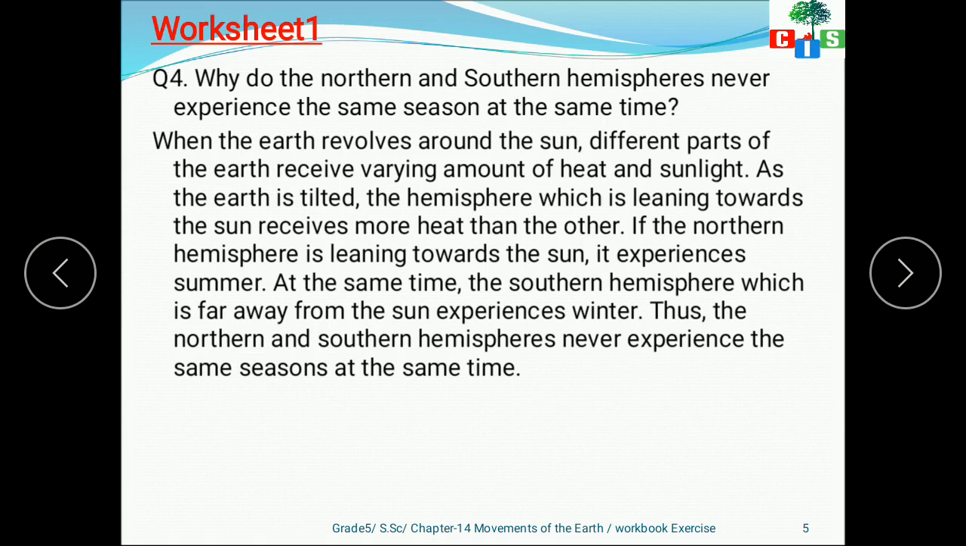So when the earth revolves around the sun, different parts of the earth receive different amounts of heat and sunlight, right? As we all know that the earth is tilted. Okay, so the hemisphere which is tilted towards the sun receives more heat than the other. If the northern hemisphere is leaning towards the sun, it experiences summer. At the same time, the southern hemisphere, which is far away from the sun, experiences which season? Yes, winter. Okay. Thus, the northern and the southern hemisphere never experience the same season at the same time.